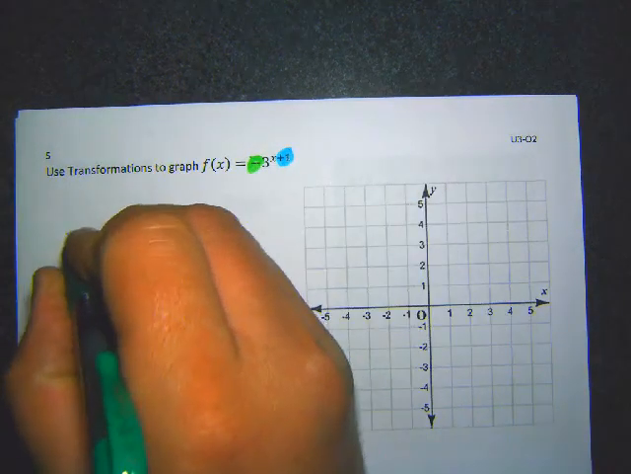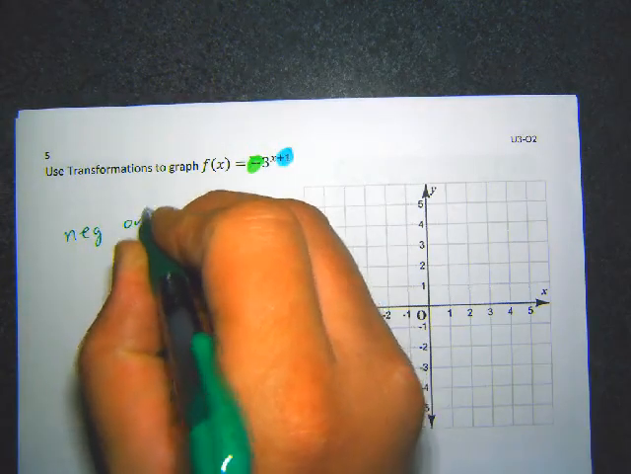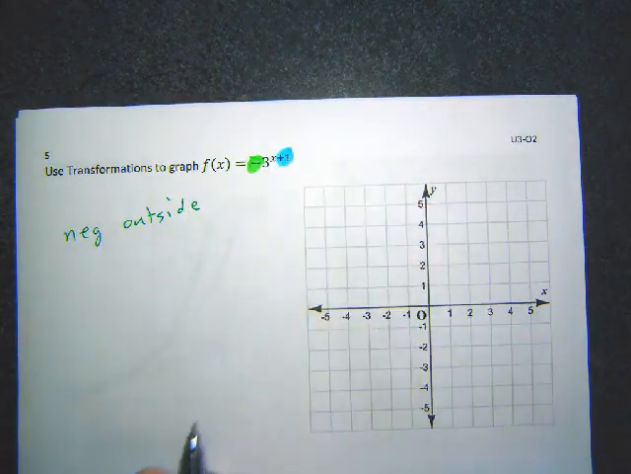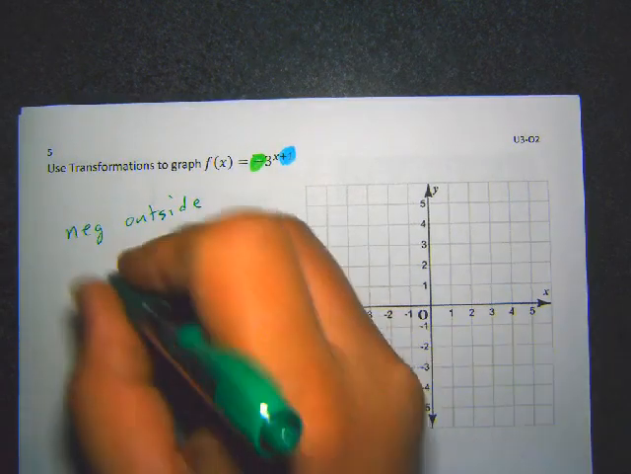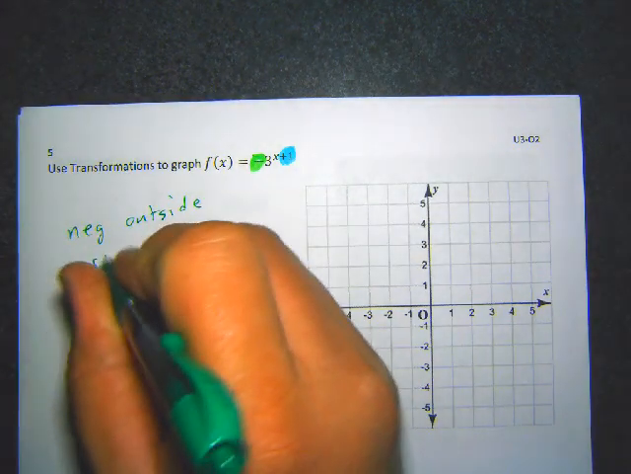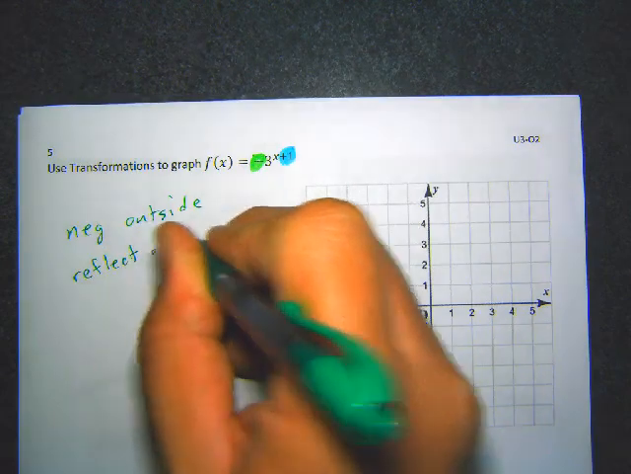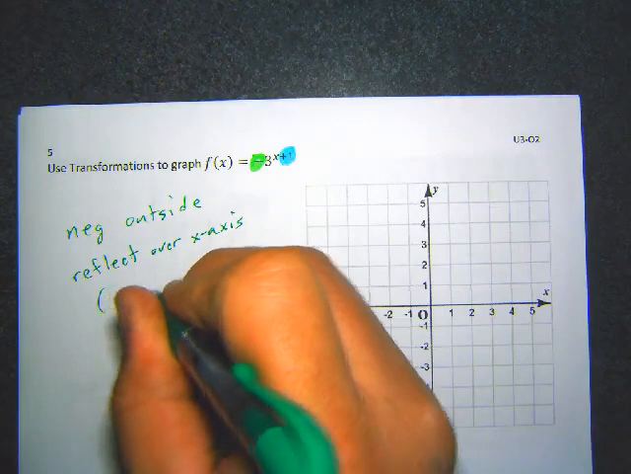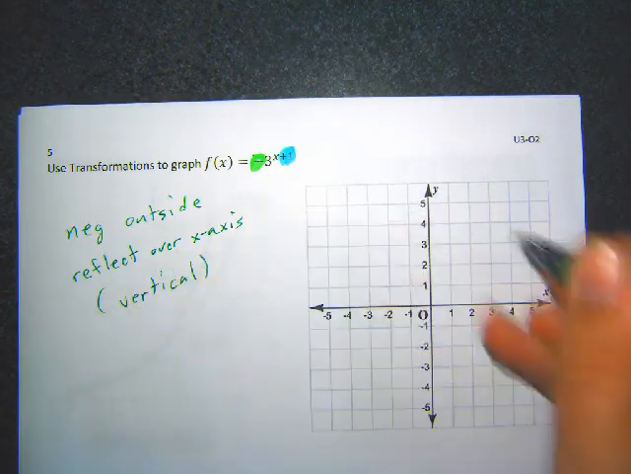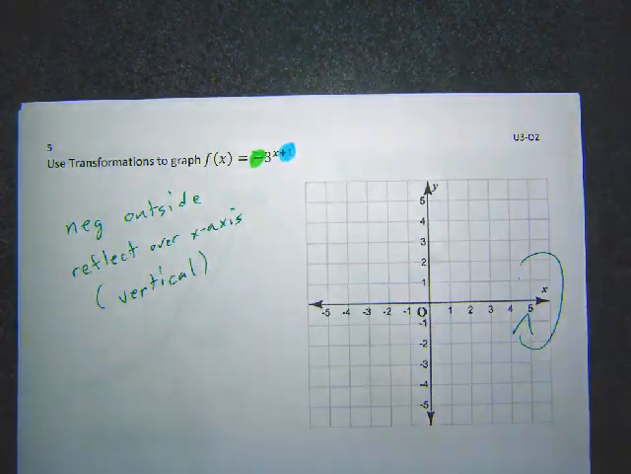Negative on the outside, so we have negative outside. Remember that a negative on the outside is going to be a flip or reflection over the x-axis. So this is reflection over x-axis, or vertical reflection. So let's go flip it upside down this way.